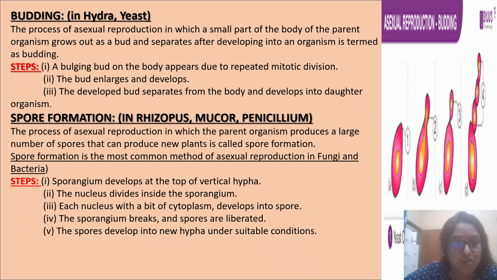Steps of spore formation. Sporangium develops at the top of vertical hypha. The nucleus divides inside the sporangium. Each nucleus with a bit of cytoplasm develops into a spore. The sporangium breaks and spores are liberated. The spores develop into new hypha under suitable conditions.